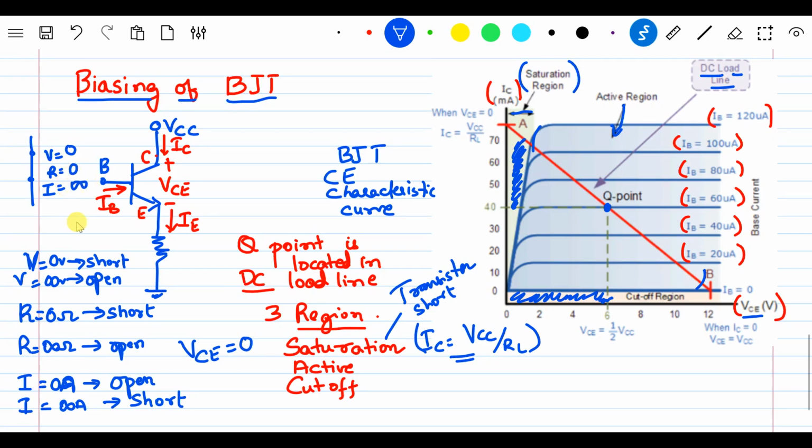So why am I saying this? Because when VCE equals 0, it means that the collector and emitter terminals will behave as a short, because voltage is 0 now. So once voltage is 0, the collector and emitter will behave as a short circuit. That is the reason at saturation you will see maximum IC current, and that maximum IC current is nothing but VCC by RL. At saturation you will see very low collector-emitter voltage, which ideally we consider to be equal to 0.